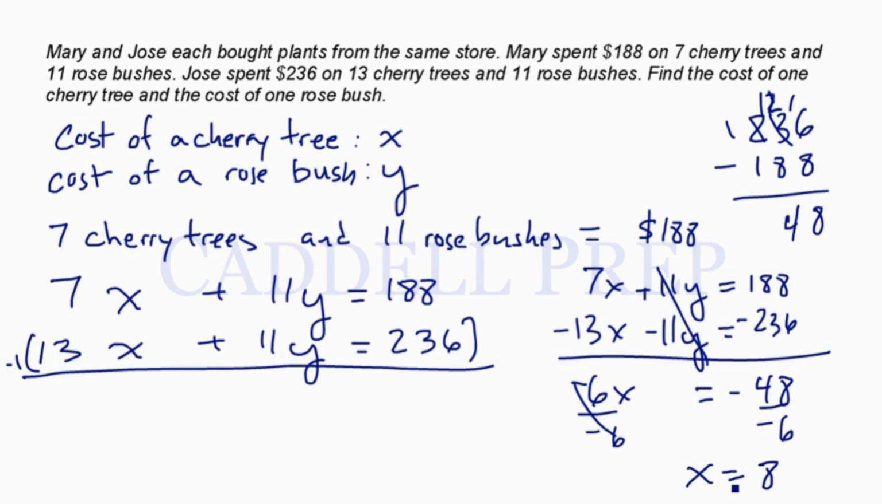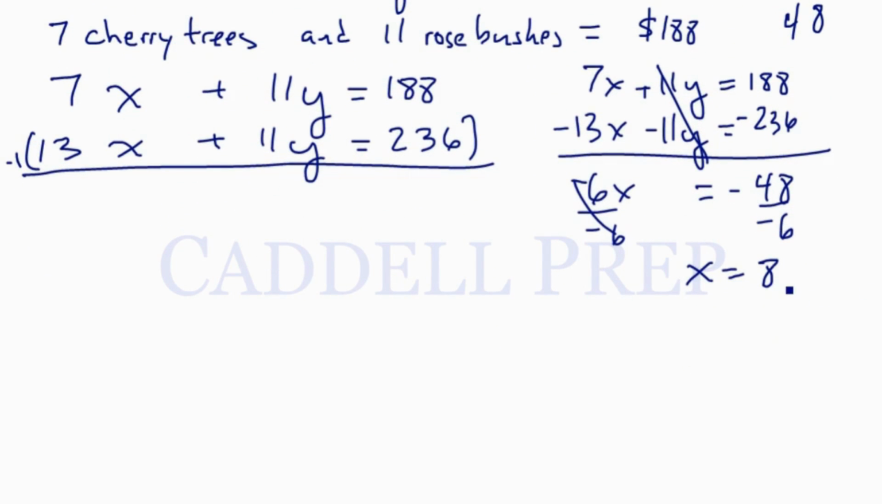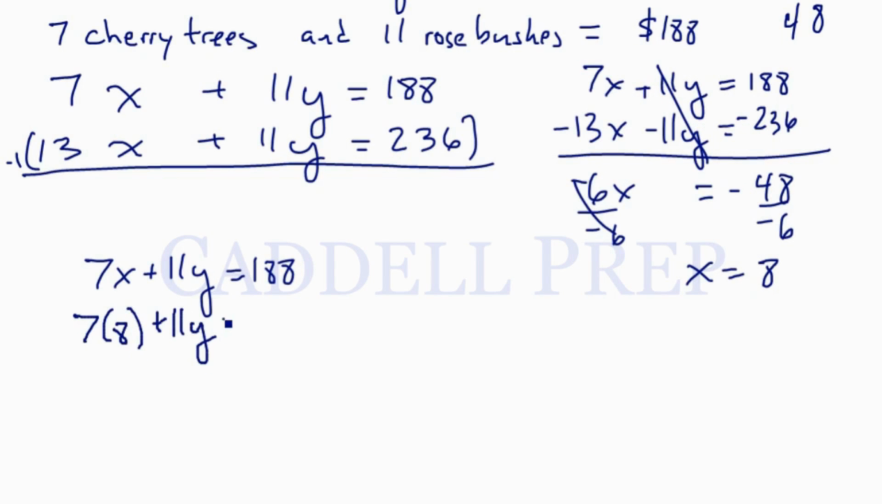So now x is 8. We know the cost of a cherry tree, which is x, is $8. Now we can solve for the cost of a rose bush. So pick either of the two equations and substitute 8 in for x. So I'll use this one. We know 7x plus 11y equals 188. So 7 times 8 plus 11y equals 188. 7 times 8 is 56.